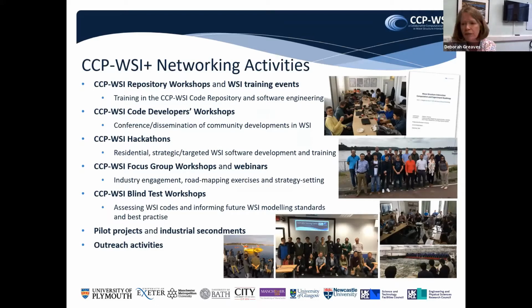We also have workshops for code developers, and this is where we bring people together to share their developments in a sort of conference type structure. And we had one recently, as Philip mentioned, in April, where we brought together a number of different people using different codes. So we do those periodically.